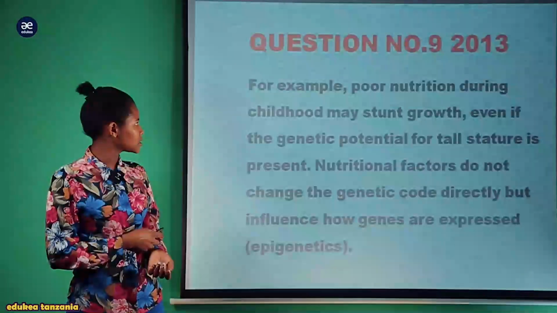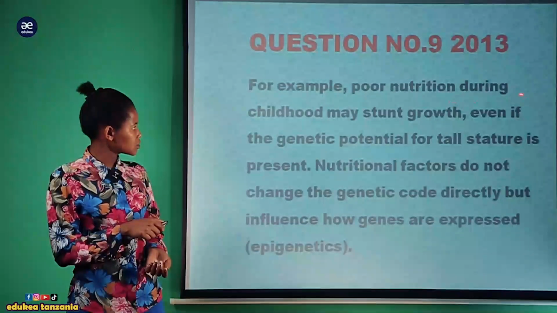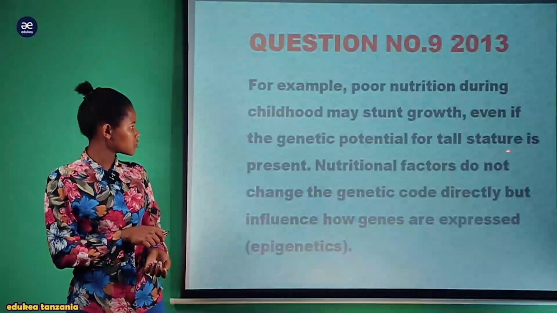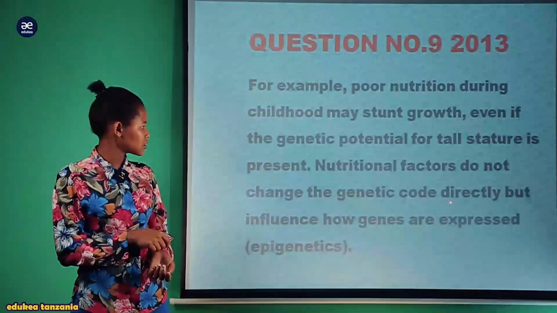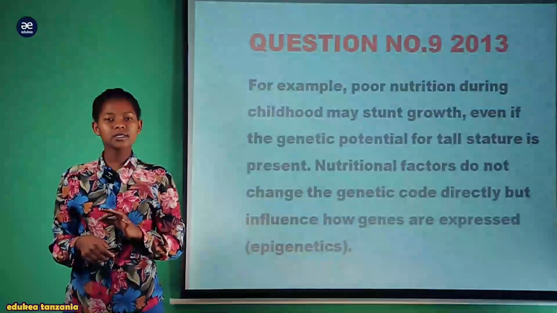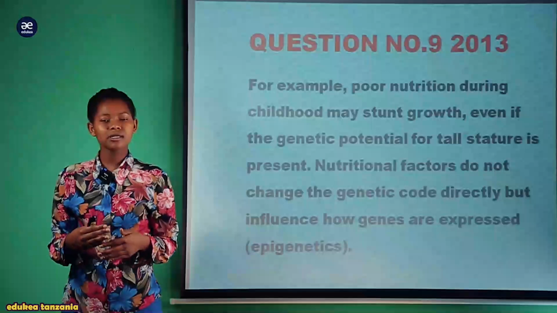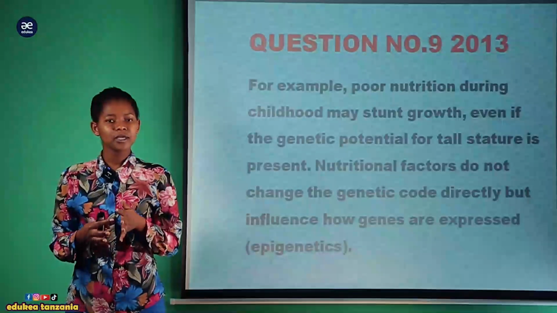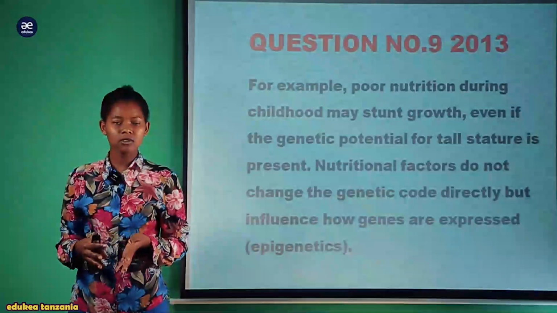Now tukaangalie mfano wa poor nutrition. You can see poor nutrition during childhood may stunt growth even if the genetic potential for tall stature is present. Nutritional factors do not change the genetic code directly but influence how genes are expressed. Epigenetics. Epigenetics ni ile kitendo ya factors nyingine kuinfluence genetic expression yake. So this is all about the nutritional factor, na inaweza isi affect genetics lakini ina influence expression ya hiyo gene.